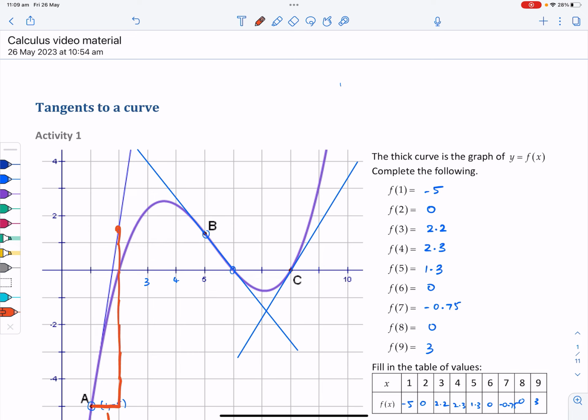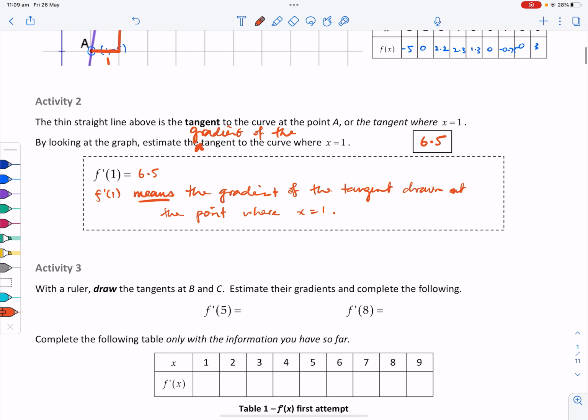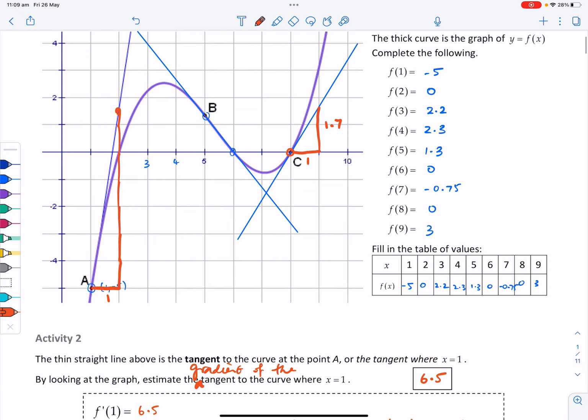Right, so I'm going to do C first. So C, if you go across 1, then you go up, well, it looks like about 1.7. Okay, so the gradient of C, that's F dash 8, right? See, this is the value where x equals 8. So F of 8 is 0, that's where the point is. F dash 8 is approximately 1.7. That's the gradient of the tangent. Right? So this tells you where something is, and this tells you where it's going. It's going in that direction.